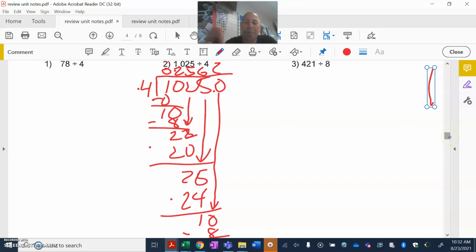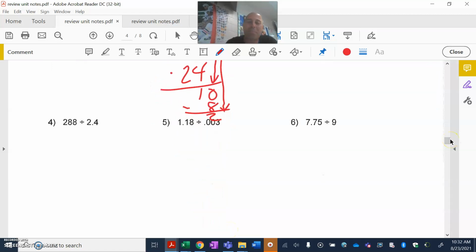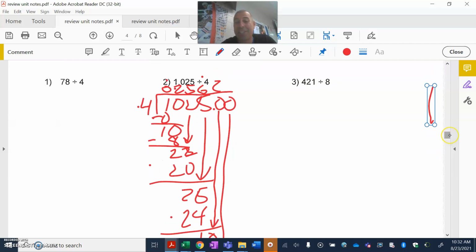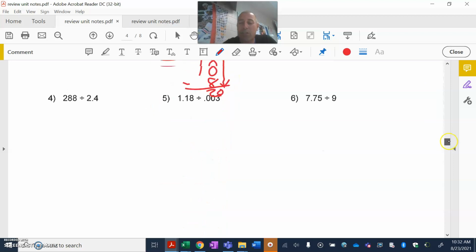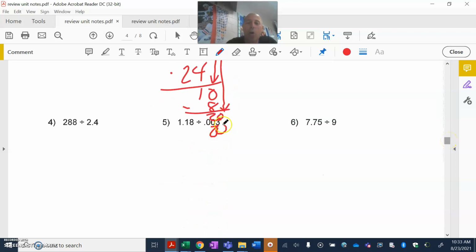Again, what's the next number? Well, it's a 0. Again, $1,025 is the same thing as $1,025 and 0 cents. I'm going to bring down that 0 that's there, and I'm going to smile here because it's a 20. And I'm going to smile because how many groups of 4 can you take out of 20? You can take 5 of them there. 5 times 4 is 20, and I'm done.